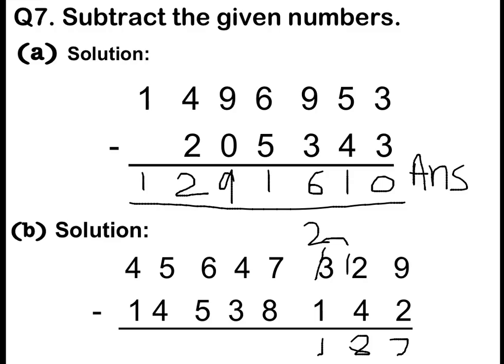Understand? Now 7 minus 8. First we will take carry. 17. 17 minus 8. Student, 17 minus 8 is equal 9. 9. Here is 3. 3 minus 3 is equal 0. 6 minus 5 is equal 1. 5 minus 4 is equal 1. 4 minus 1 is equal 3. So the answer is 31,109,187. This is the answer.